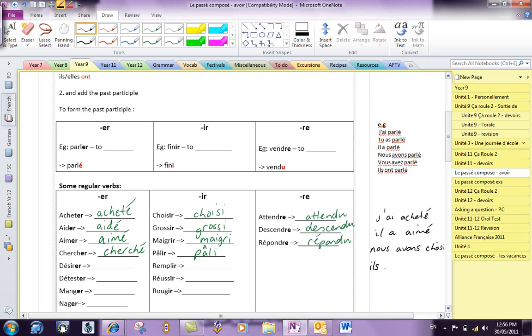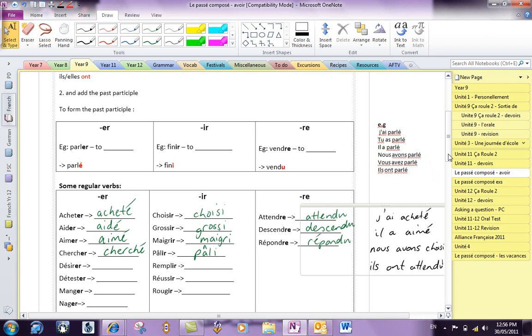And do you say ils ont or ils ont? Ils ont, because we make the liaison. There's a vowel here, so we make this join on ils ont. So ils ont attendu. That's right, attendu, and there's our past participle. The two parts: first part we conjugate avoir, second part we add the past participle. That's great. Fantastic.